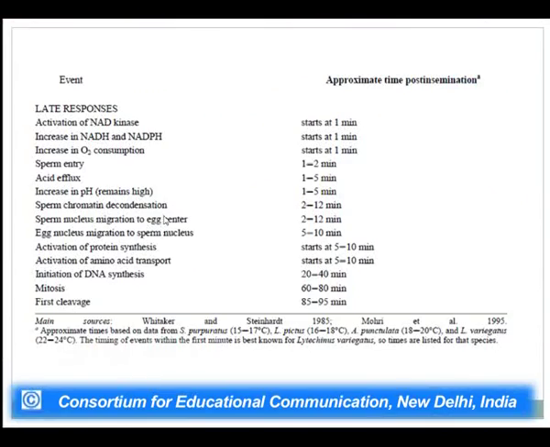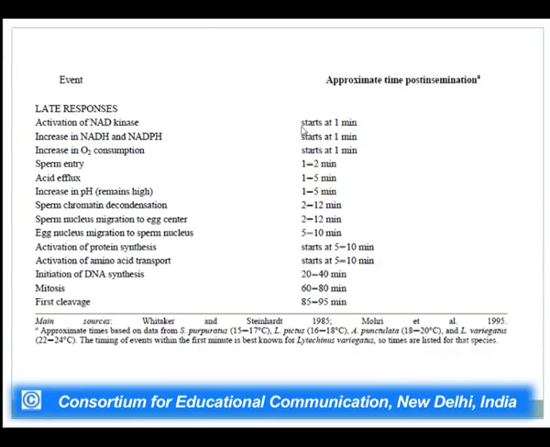So the sperm chromatin decondensation occurs, and the sperm nucleus migrates to the egg center, where the actual fusion will take place. The egg nucleus also migrates to the sperm nucleus. There is activation of protein synthesis, there is activation of amino acid transport, and there is initiation of DNA synthesis. The mitosis begins in around 80 minutes, and then at 85 to 95 minutes the first cleavage occurs.